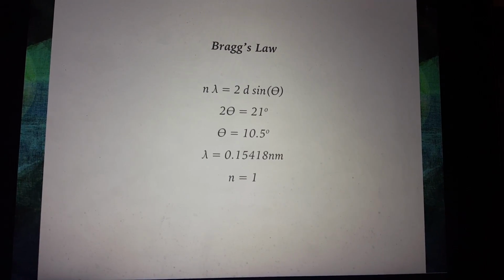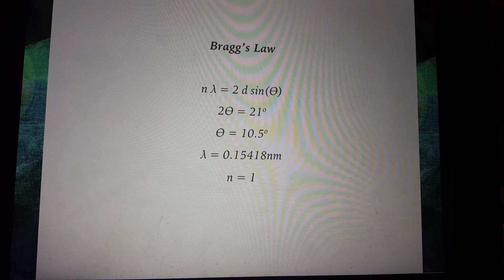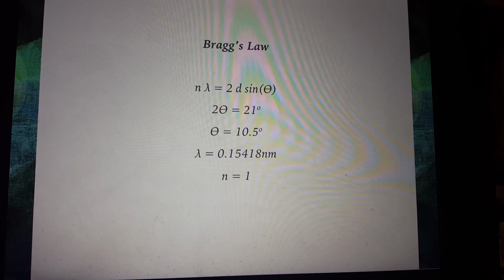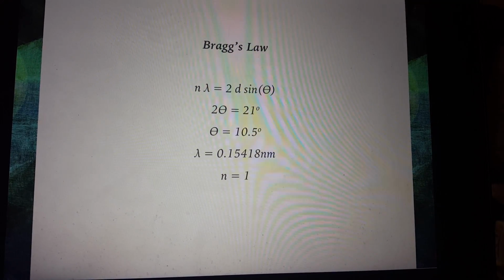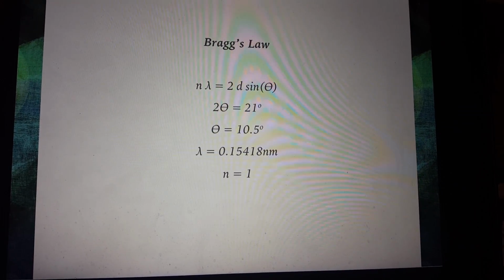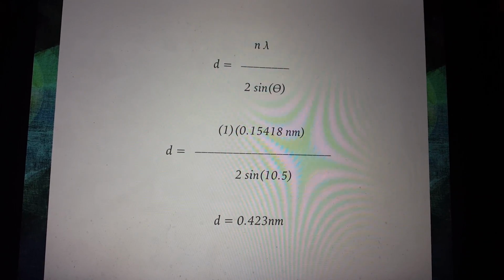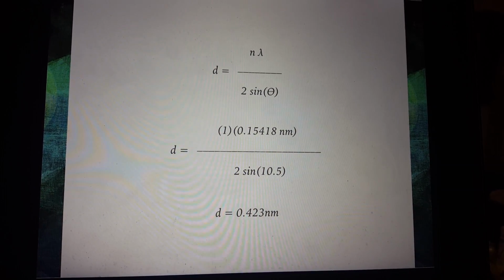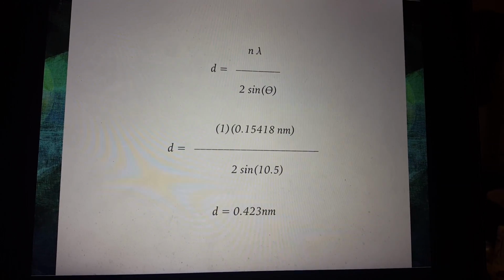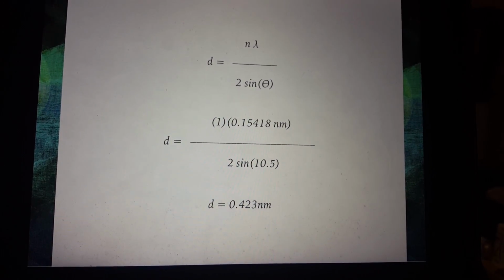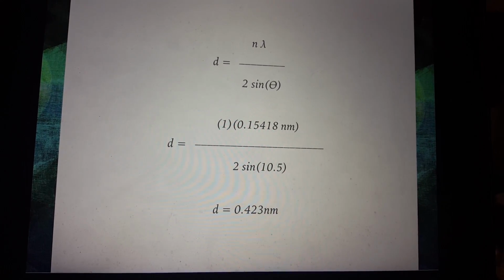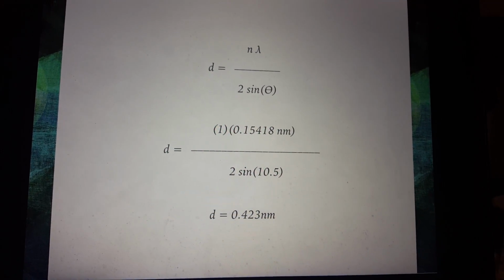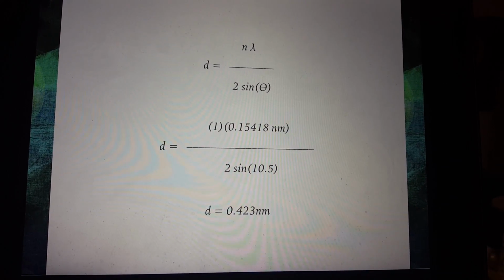In this case, it is 21 degrees. 2 theta is 21 degrees, so theta is 10.5 degrees. And lambda, which is the wavelength of the X-ray used, is 0.15418 nanometers, and n equals 1 because there's no path difference. So by isolating d, we get that d equals 1 times 0.15418 nanometers over 2 sine of 10.5 degrees, and that equals 0.423 nanometers, which is in fact the distance between neighboring planes in the crystal lattice that is being studied.